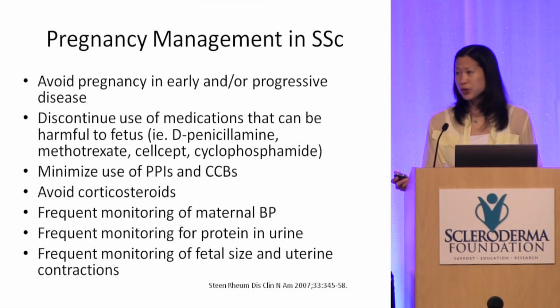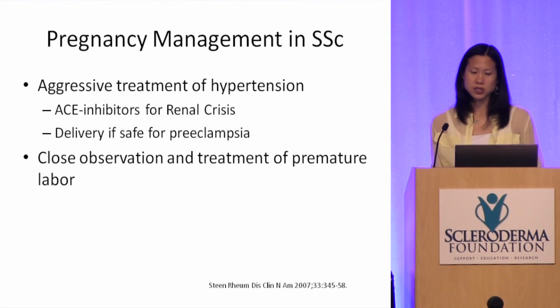You want to avoid corticosteroids if you can. Again, we saw that association with prematurity. And you want to frequently monitor the mom's blood pressure. Also, you want to monitor for protein in the urine, which the OB-GYNs do very routinely during the OB visits. And you want to have frequent monitoring of the fetal size and for uterine contractions, looking for any evidence of prematurity or small for gestational age birth.